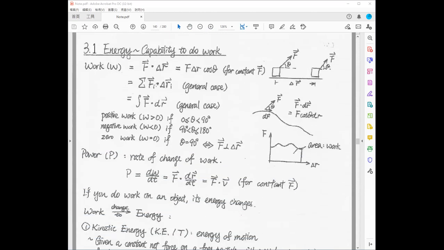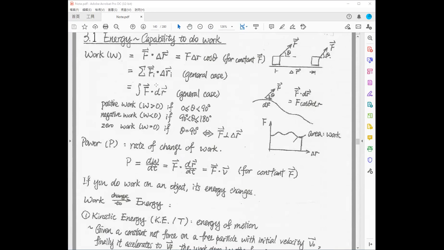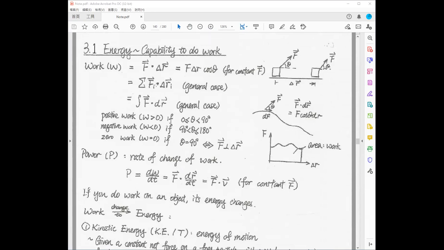So first of all, let's define what is energy. Energy is a capability to do work. Work is an energy transfer process by using the force and displacement.